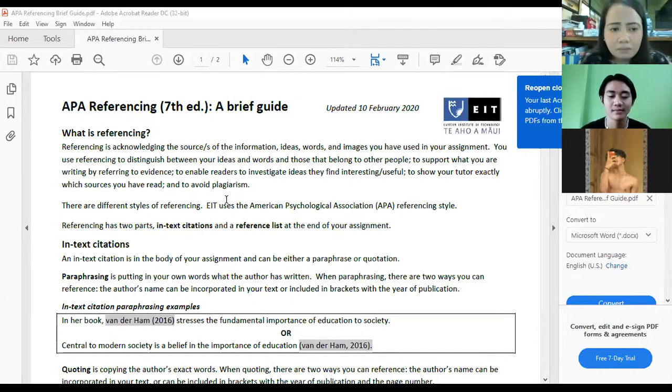Now, there are two parts of referencing: the in-text citation and the reference list at the end of your assignment. So, all the ideas that you take from the internet, we need to reference or cite them. Now, how can we do this? Okay, so that you will be guided.